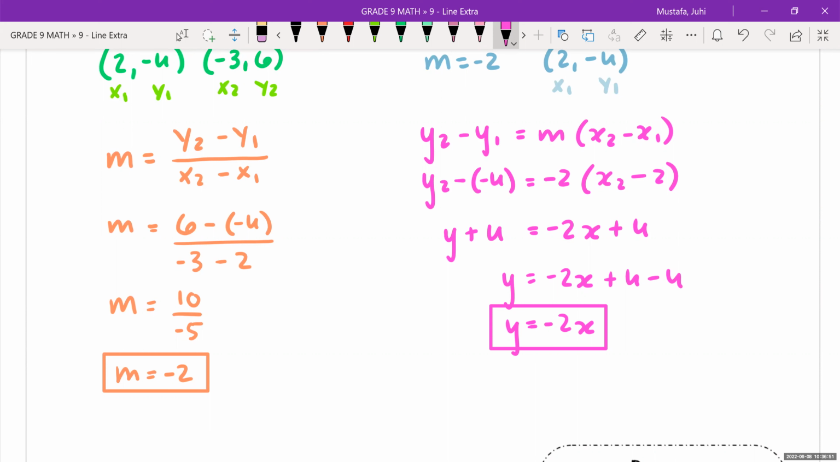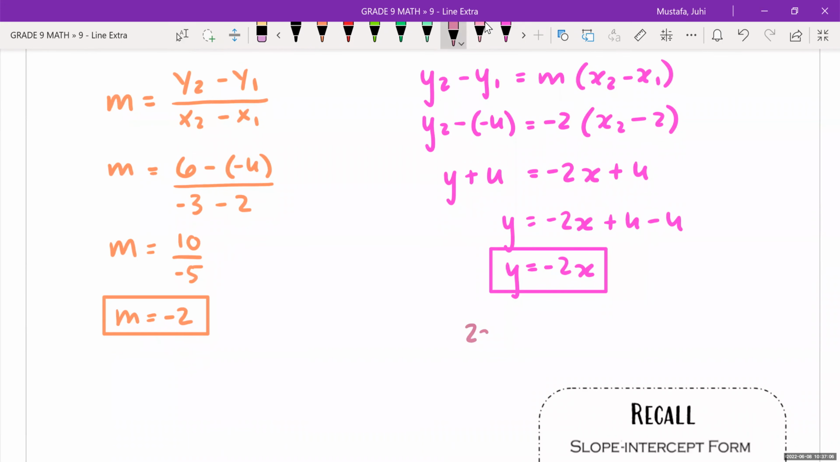We need to also change this to standard form. So what's one step we can take to convert this to standard form? Peyton? Yeah, if I move the negative 2x to the other side, what I'm going to get is 2x plus y is equal to 0. This is in standard form because, look, 2 is positive. It's in the order x, y, constant, and there are no fractions or decimals.